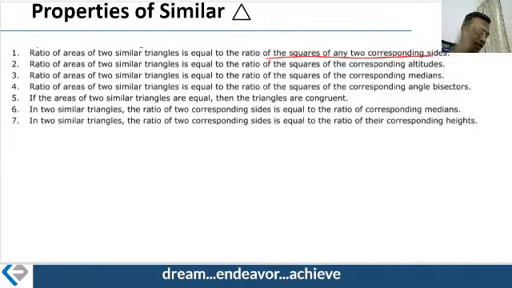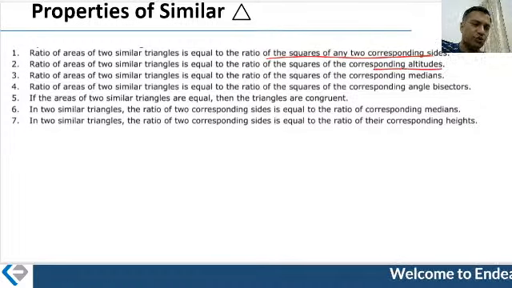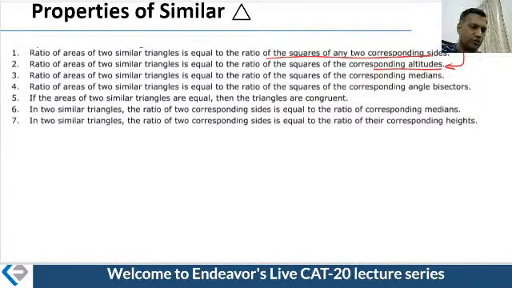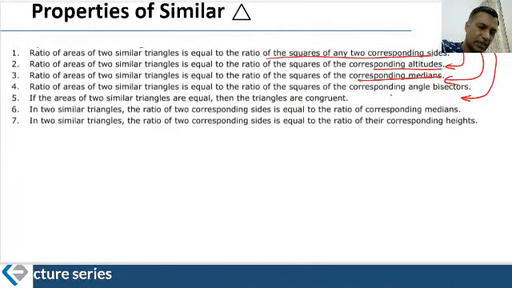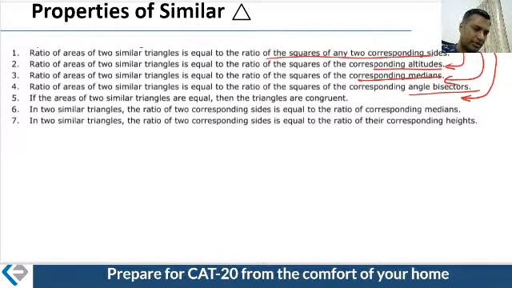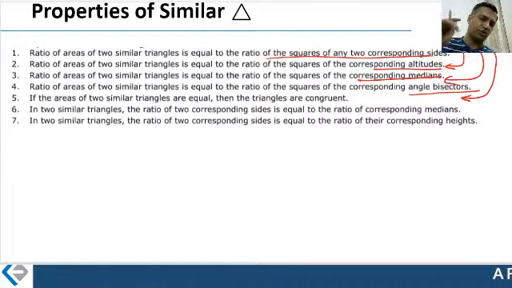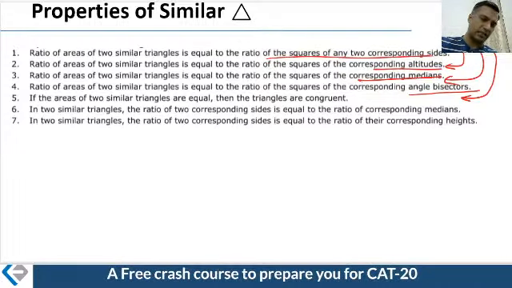The ratio of the areas of two similar triangles can be taken from corresponding sides, or corresponding altitudes. Why? Ratio of sides is the same as ratio of altitudes. Ratio of sides is the same as ratio of medians, therefore corresponding medians are fine. Or corresponding angle bisectors, the length of the angle bisector, that is also fine, because in similar triangles this is what happens. The ratio of the sides is nothing but the ratio of medians, altitudes, and lengths of angle bisectors, all of that. That's what it means to us.